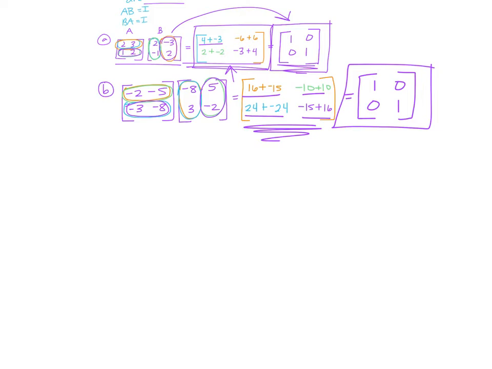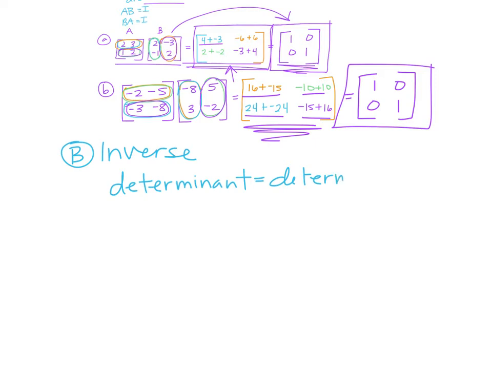Next, part B here. We are going to talk about an inverse. And the first thing you need to know with inverses is called the determinant. And this determines if the matrix has an inverse. Okay, determines if the matrix has an inverse.